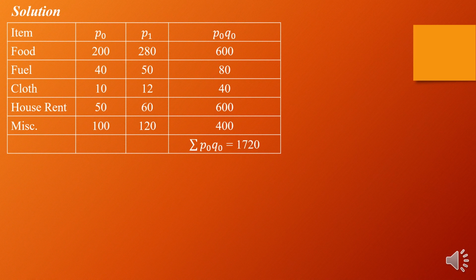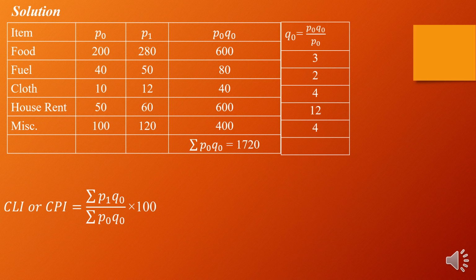Here the sum of P0 into Q0 is 1720. The formula that we need to use is summation P1 Q0 divided by summation P0 Q0. So we need P1 into Q0 and P0 into Q0, and for that we need Q0. Let us find out Q0 first. The first one is 600 divided by 200, which is equal to 3. Then 80 divided by 40, which is 2, then 40 divided by 10, which is 4, then 600 divided by 50, which is equal to 12, and 400 divided by 100, which is 4.